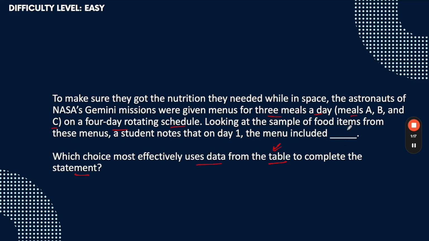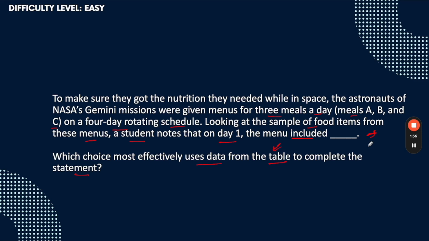Looking at the sample of food items from these menus, a student notes that on day 1, the menu included. So, a student was looking at the sample of food items of these menus and he noted something about day 1. What was given to them on day 1? This is what I require to complete the blank, right? So, I read the text, I understood it, and I also tried to understand what is it that I require in the blank space to complete the statement. What I understood was to complete the statement, I require an information that tells me what was given to these astronauts on day 1, right?